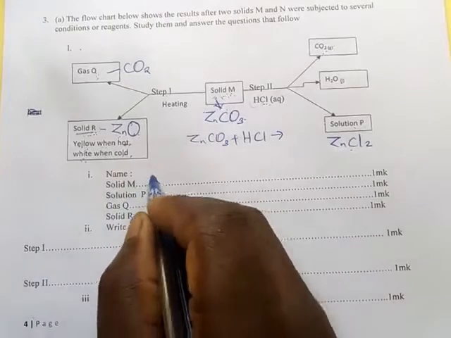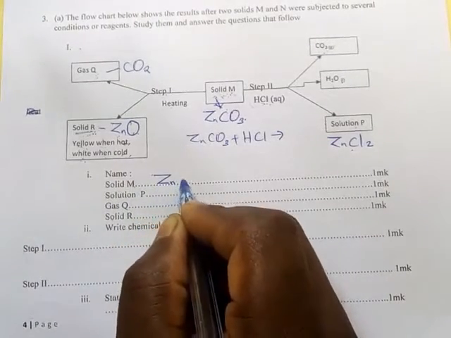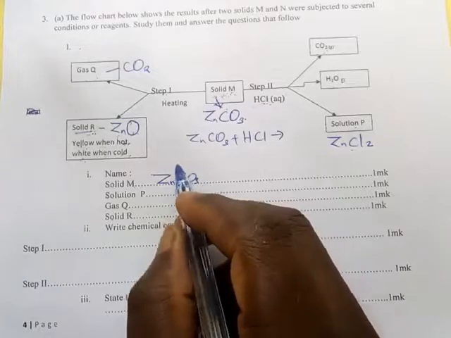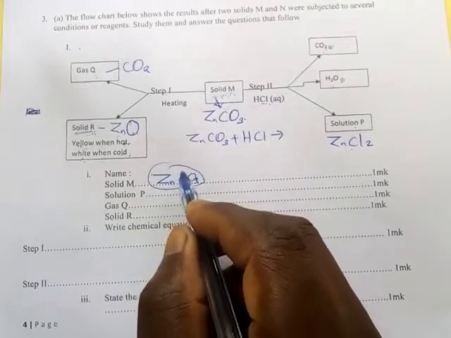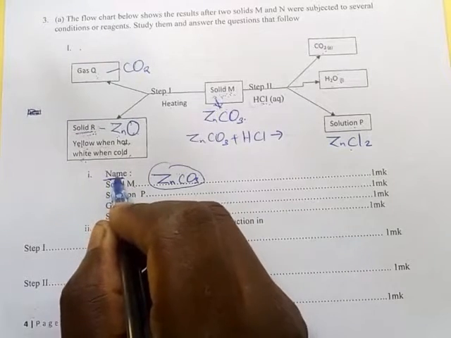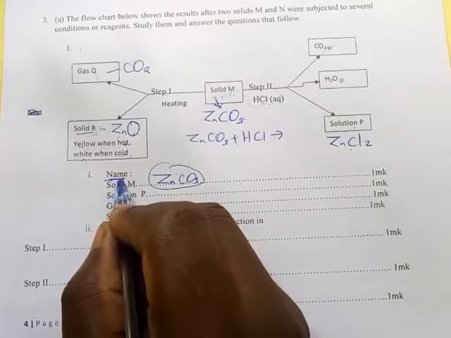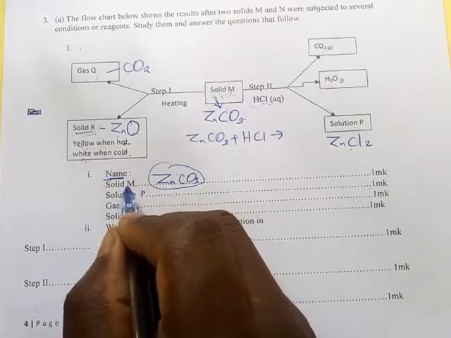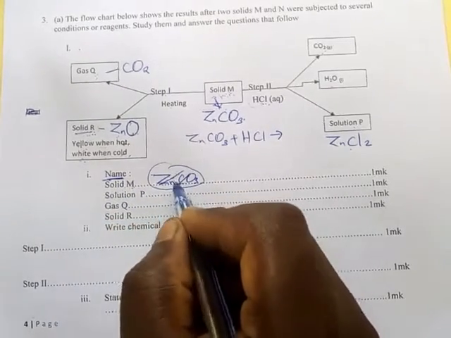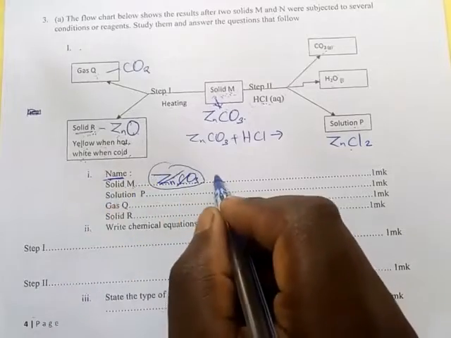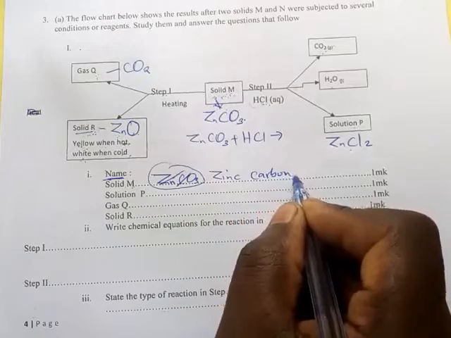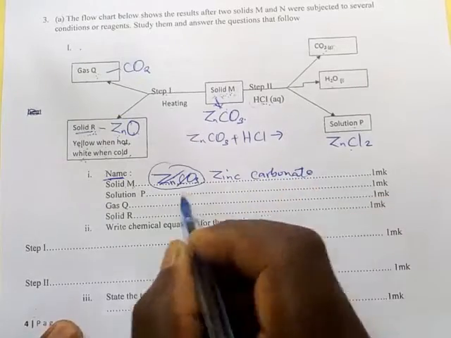Name solid M: zinc carbonate. You are not likely to score a mark by writing the formula, because you have been told to name. When naming, you must give the name. But if you are asked to identify solid M, you can use the chemical formula. For this one, it is the name. So the name is zinc carbonate.